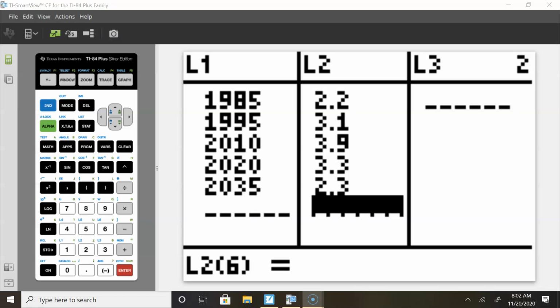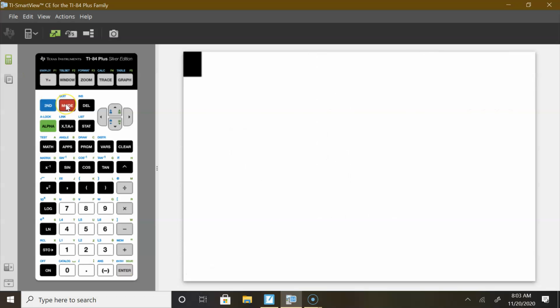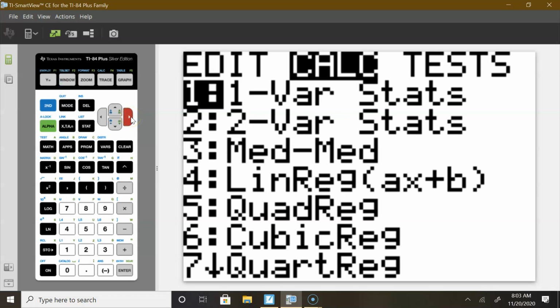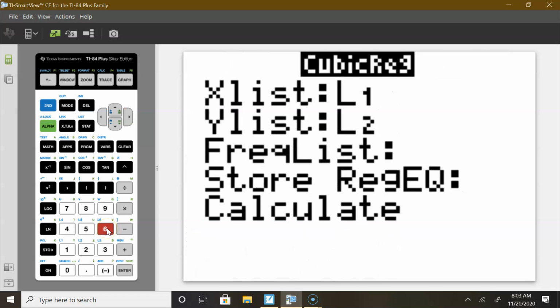Alrighty, so we had some questions on how to actually deal with this. Yes, so this is number 3 off of the homework. When you go through and do this, we said that the cubic was the best fit on that one. So run your cubic regression: stat, calc, cubic's number 6. When you go to do that, go down here to store regression equation. Oops, too far. And make sure you store it in your y equals.